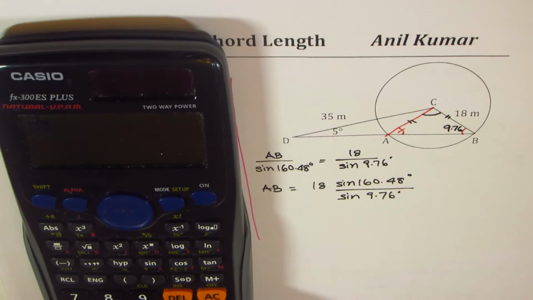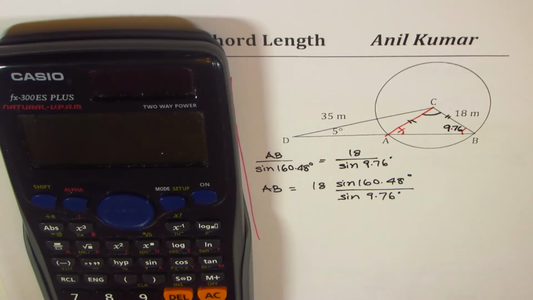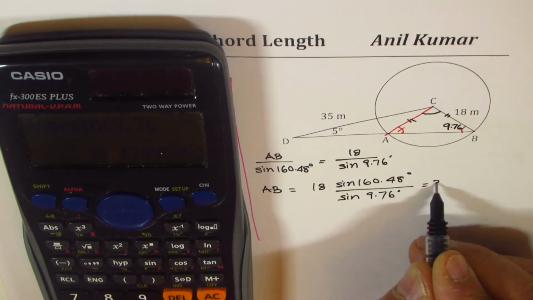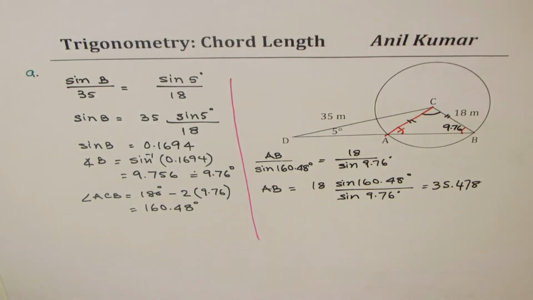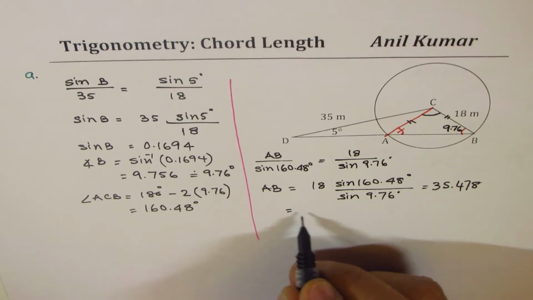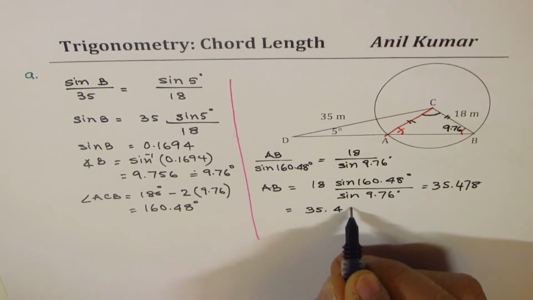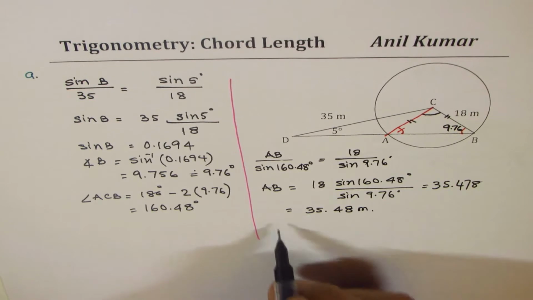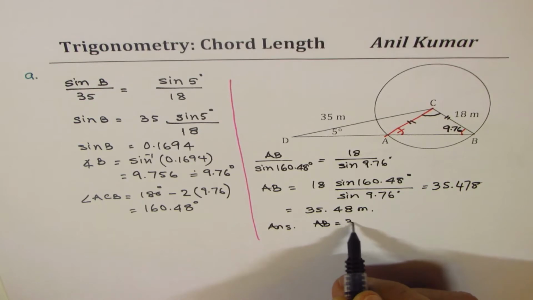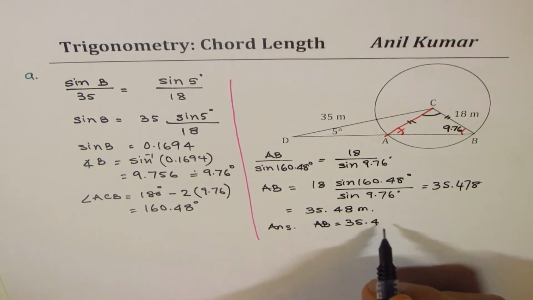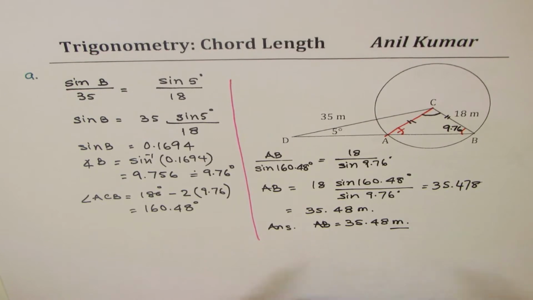So we get 18 times sine of 160.48 divided by sine of 9.76 equals 35.478, right? Rounding to 2 decimal places, which is the 100th, we get 35.48 and the units are meters. So our answer is that chord length AB is equal to 35.48 meters.